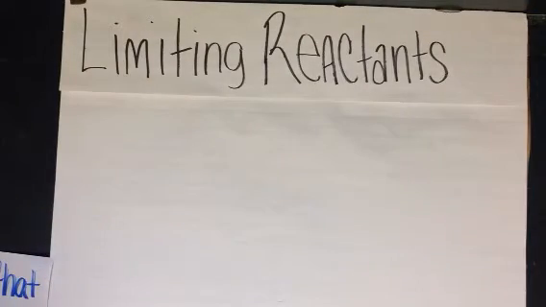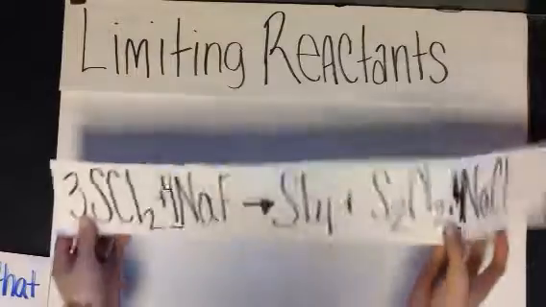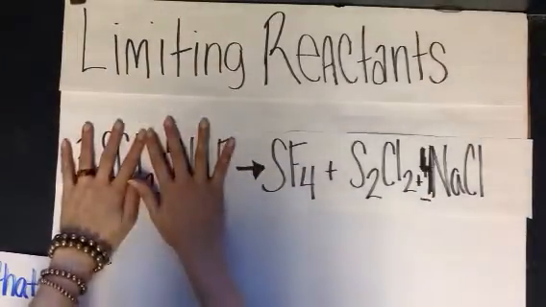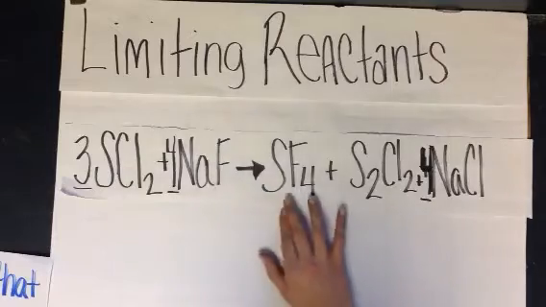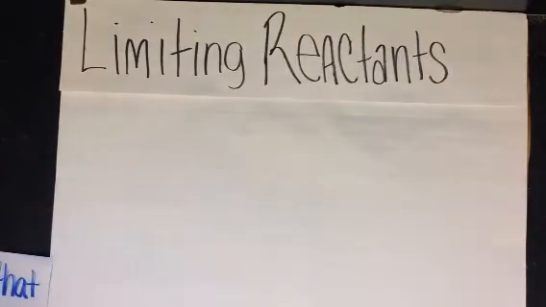A reactant is something that's on the left-hand side of the arrow. So if we look at this equation right here, the stuff over here on the left-hand side of the arrow, these are reactants. We're going to be focusing on reactions and their reactants in limiting reactant.